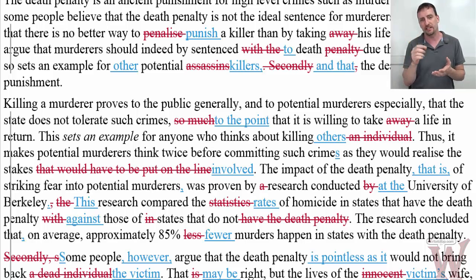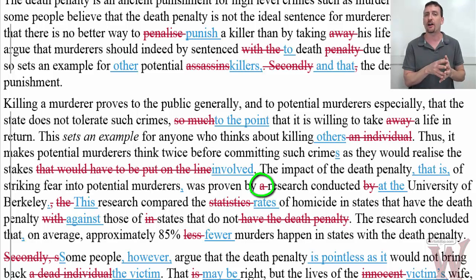So "that is" means, well, I'm going to explain what I mean by the impact. What is the impact? Okay? So it's a clarifying, linking phrase. Okay? I put a comma. "That is, of striking fear into potential murderers, comma, was proven." So "was proven," going back to the original subject, the impact, "by research."